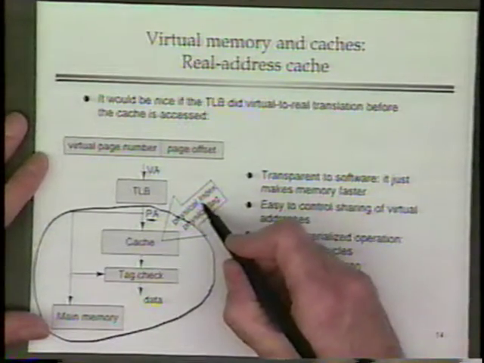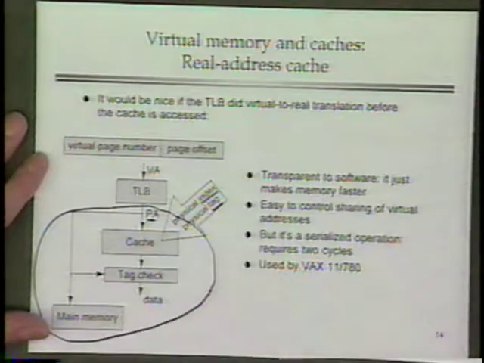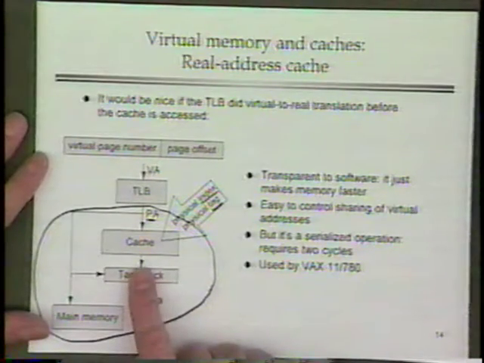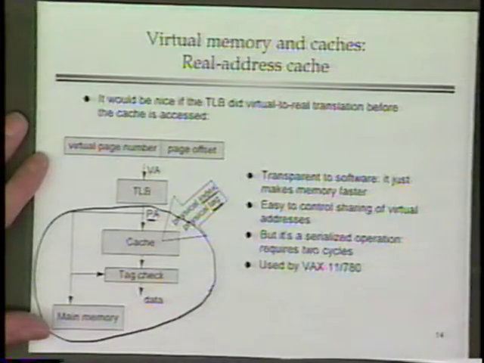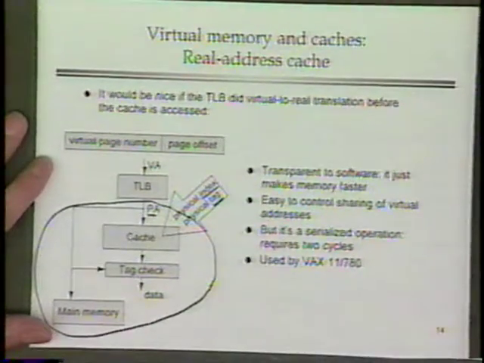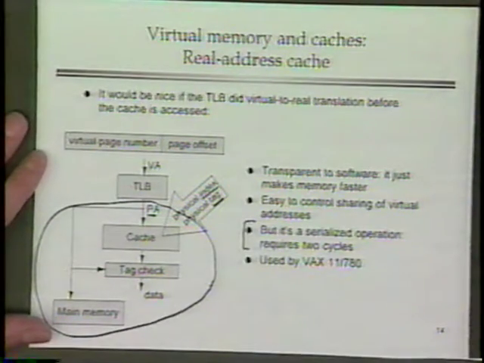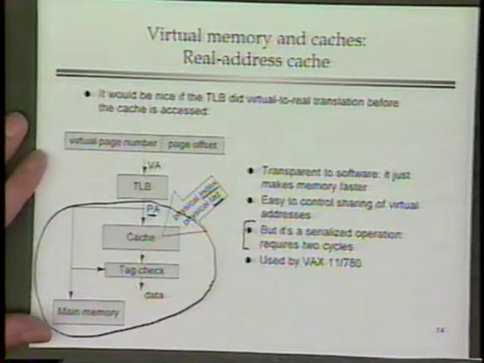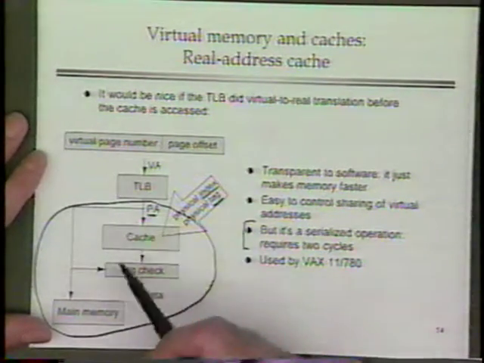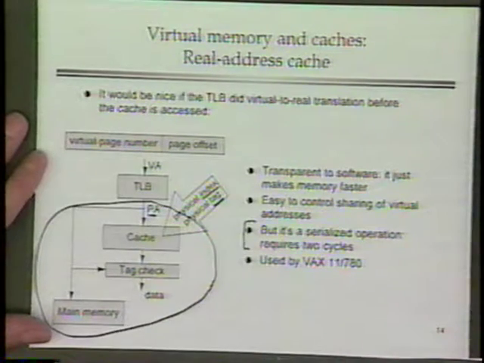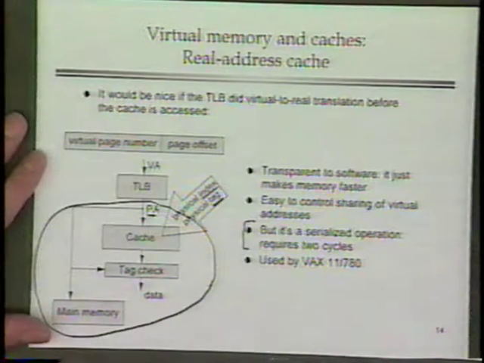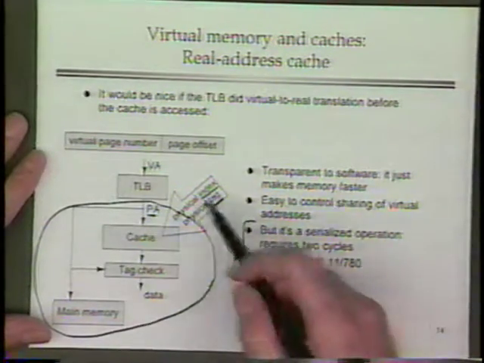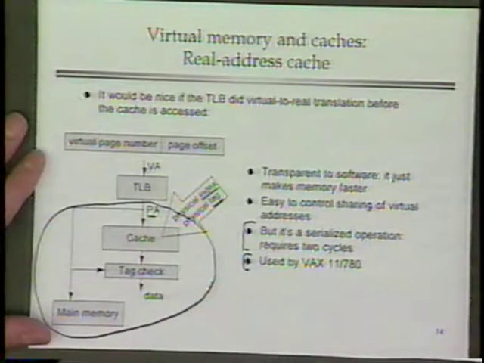So the index field that you use for looking up in the cache and the tag field that you use to check whether the correct value is in the cache are both physical addresses. That works great. The problem is that it's a serialized operation. You can't do them in parallel. You have to take at least a 2-cycle hit for every memory reference. The first cycle to do the translation, the second cycle to use the translated address to do the cache lookup. So it works, and it's been used by machines like the VAX, but it has this unfortunate property of turning what used to be a great 1-cycle cache hit into a 2-cycle cache hit.